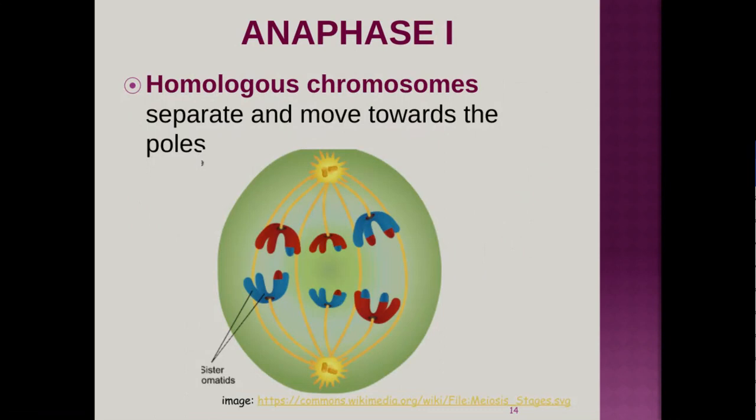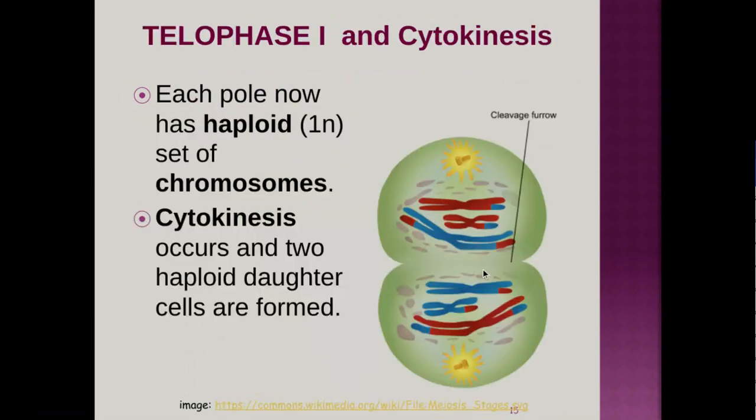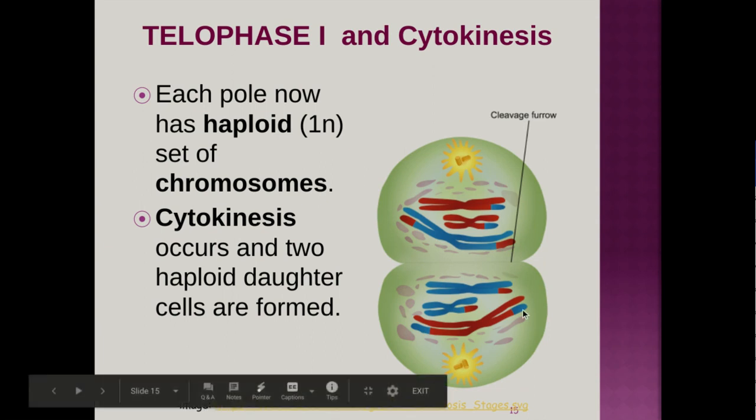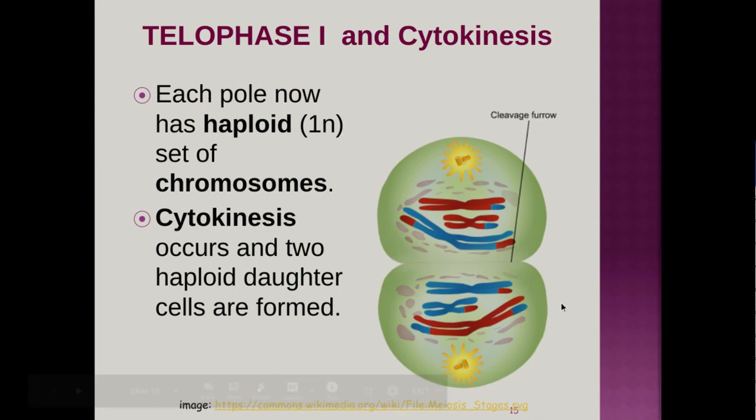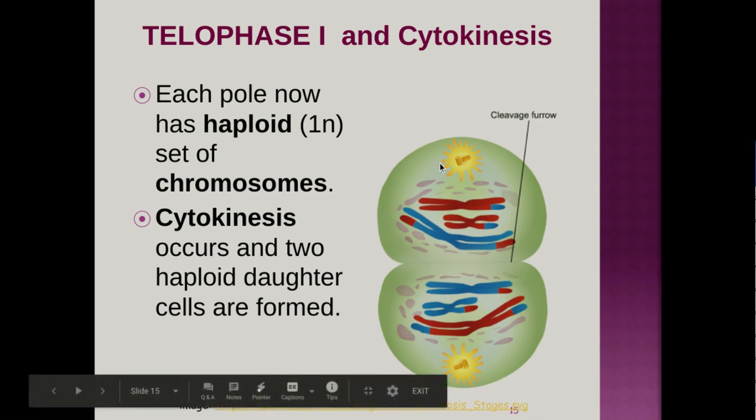Okay, so let me go back a little bit. Prophase 1, homologous chromosomes came together. You had crossing over. Metaphase 1, the homologous chromosomes lined up at the equator, randomly, independent assortment. And now we've got anaphase 1. Homologous chromosomes are going to separate. They're going to move toward the poles. Telophase 1 and cytokinesis. So now we've got a haploid number. We've got half the set of chromosomes. And then we're going to have cytokinesis. We're going to start to split into 2 daughter cells.